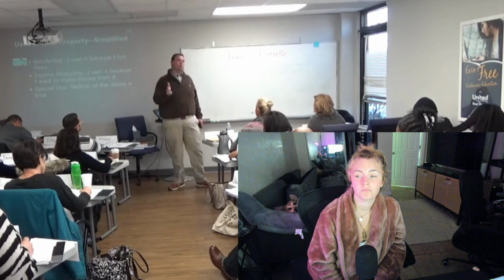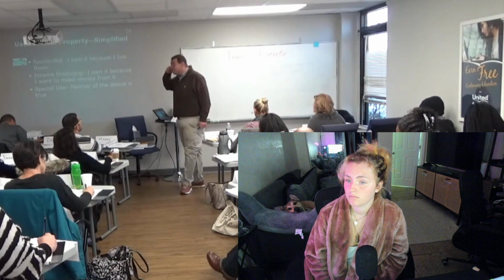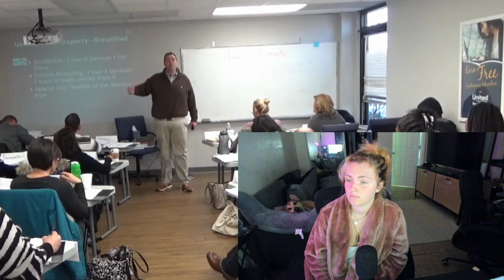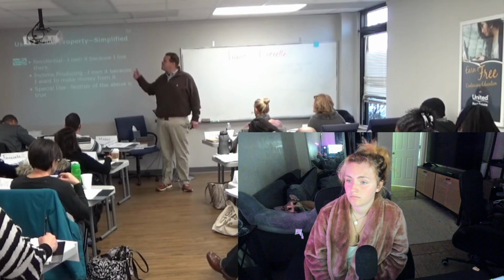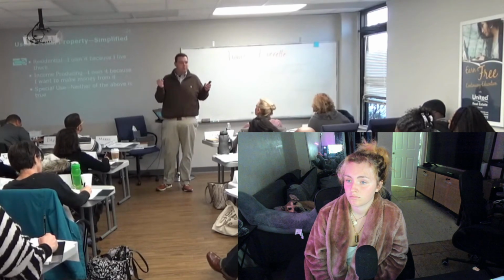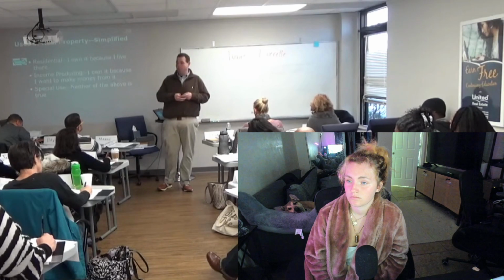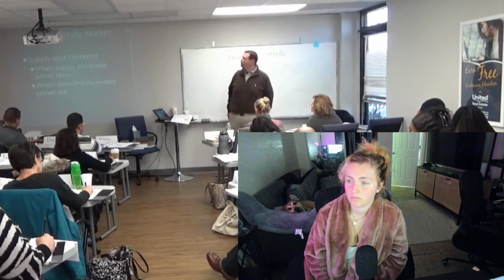So I do it as three types right away so that when we get to valuation, it makes sense in your brain why there are three ways to come up with a value for it. Because each kind of property has its own approach to coming up with a value for it. Does that make sense? Everybody good with this idea? Yes, sir. Good. All right.